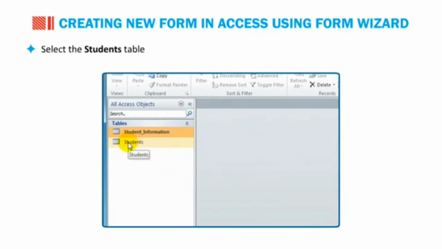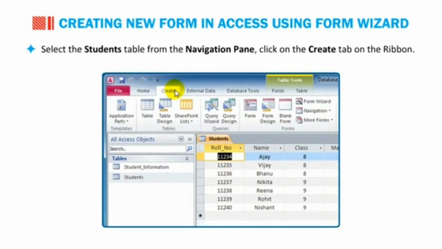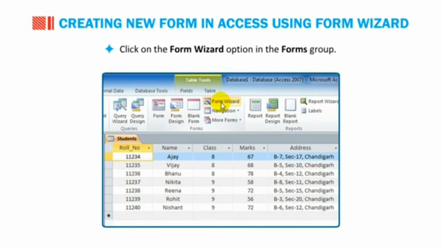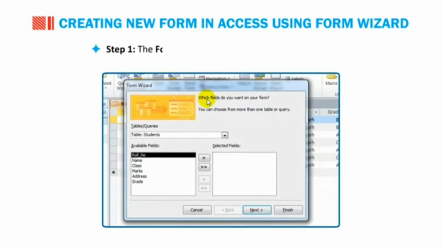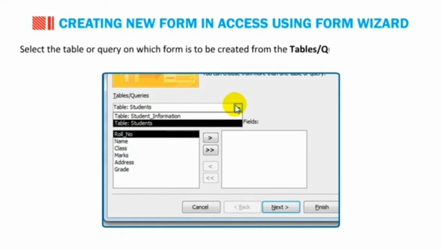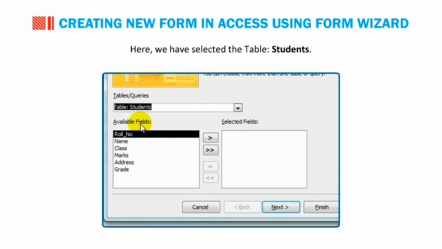Select the Students table from the navigation pane. Click on the Create tab on the ribbon. Click on the Form Wizard option in the Forms group. Step 1. The Form Wizard dialog box appears on the screen. Select the table or query on which the form is to be created from the Tables or Queries drop-down box. Here we have selected the table Students.